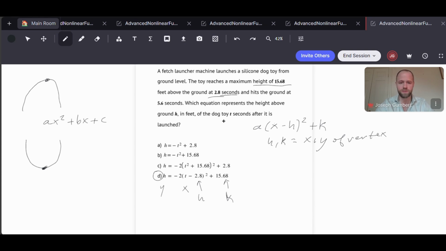So definitely don't be afraid to just either double check on Desmos or solve via Desmos if that's what you prefer.